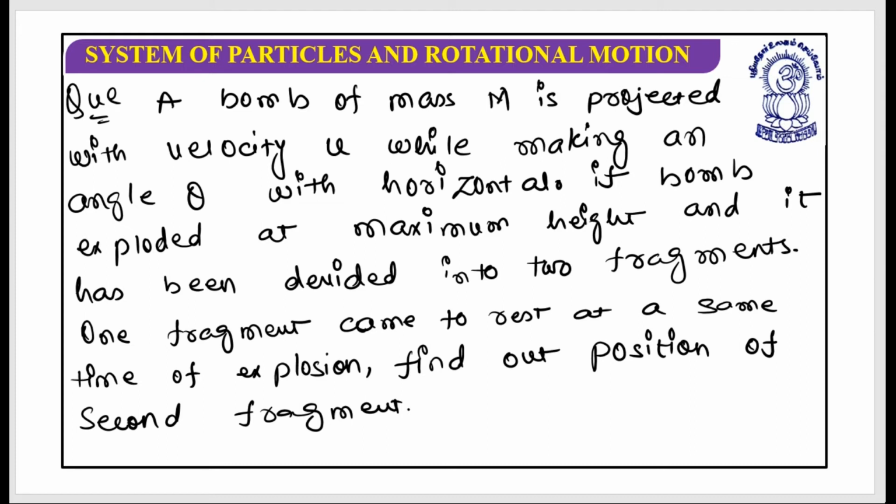What does it say? It says that a bomb of mass m is projected with velocity u while making an angle theta with the horizontal. If the bomb is exploded at maximum height and divided into two fragments, one fragment comes to rest at the time of explosion. Find out the position of the second fragment.